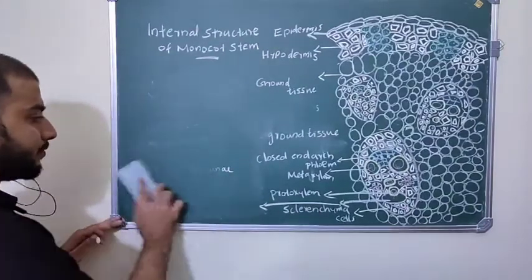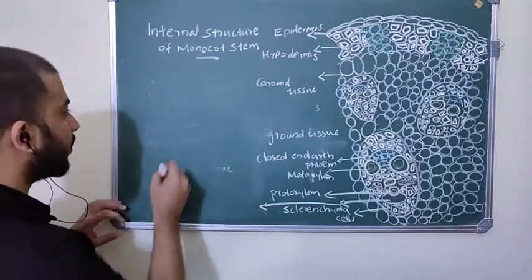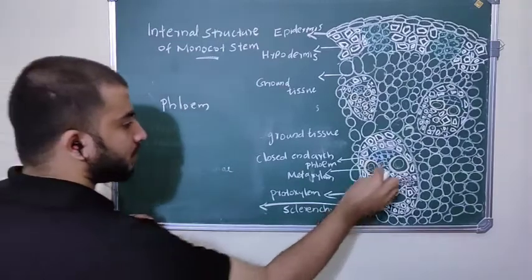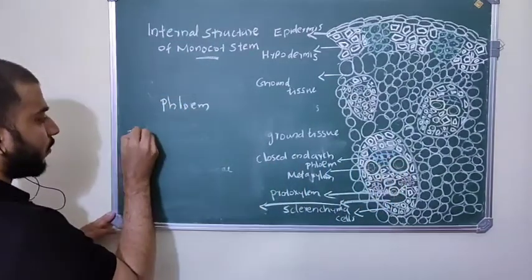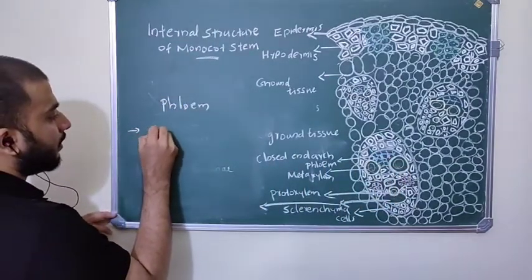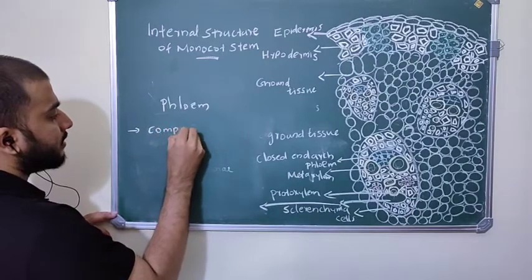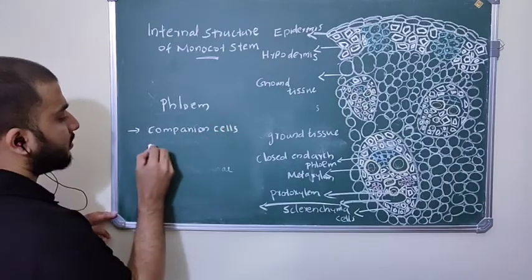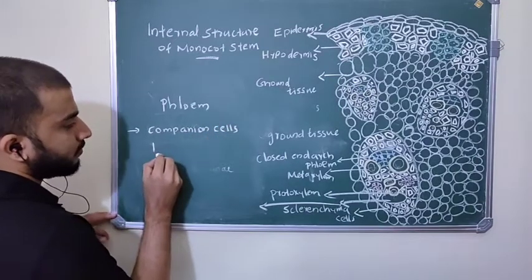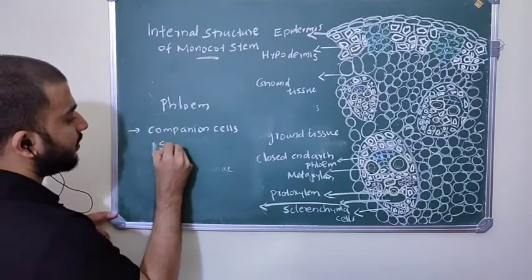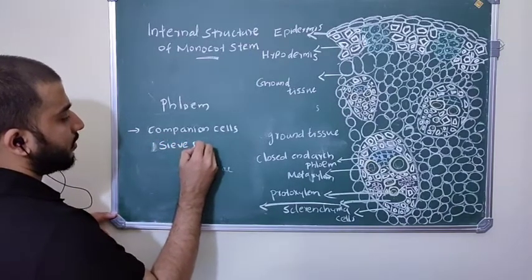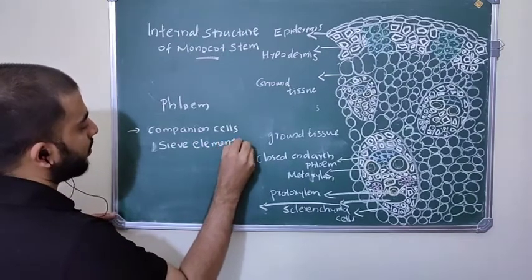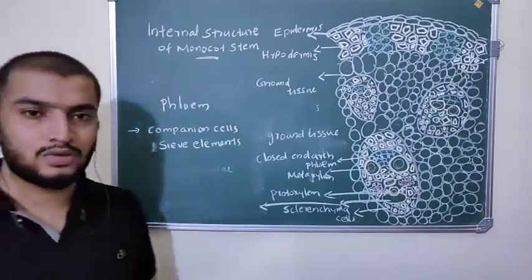Then about phloem. So this is phloem tissue. In this phloem tissue, only companion cells and phloem sieve elements are present. Companion cells and sieve elements only are present.